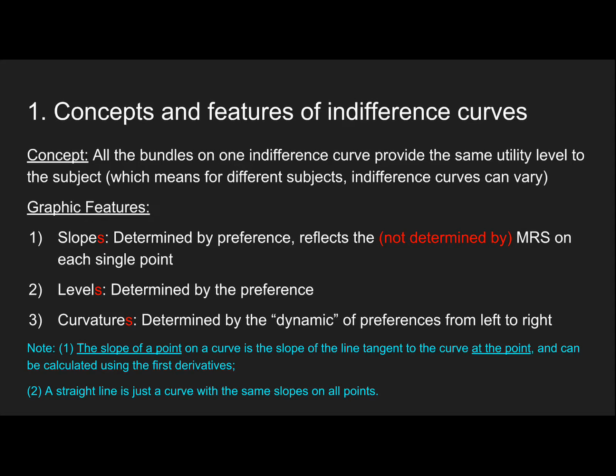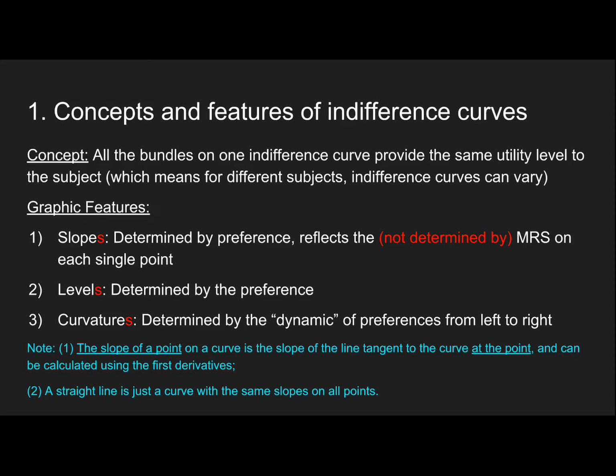Note 1: because we are discussing a curve, the slope of a point on a curve is the slope of the line tangent to the curve at that point. I think you'll know this, and it can be calculated using the first derivative, which means on a curve each point has a different slope, so I call it slopes. And note 2: a straight line is just a curve with the same slope at all points. So actually the straight line is like an outlier, but we use this outlier pretty often, especially in simple situations. We make assumptions that the curves are straight lines.